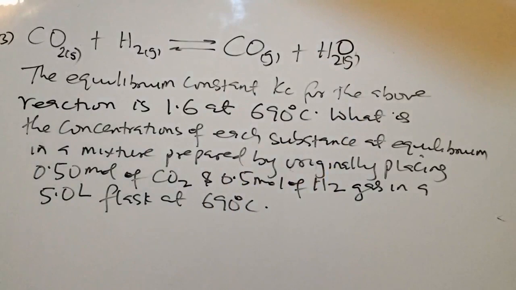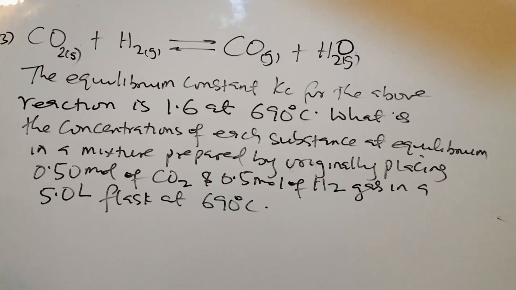So the question says the equilibrium constant Kc for the above reaction is 1.6 at 690 degrees Celsius. What is the concentration of each substance at equilibrium in a mixture prepared by originally placing 0.5 mole of CO2 and 0.5 mole of hydrogen gas in a 5.0 liter flask at 690 degrees Celsius?